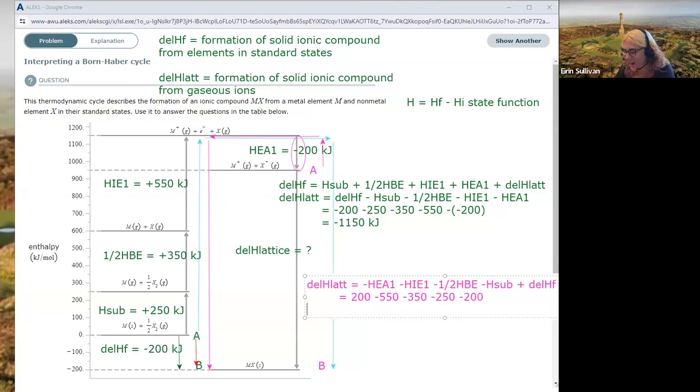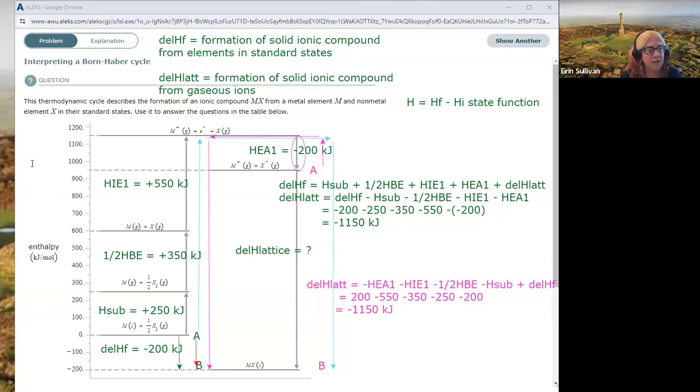So I should end up with the same thing if I do 200 minus 550. Whoopsie, that's the problem. I pressed the divide sign for something. That's why it went wrong before. Minus 350, minus 250, minus 200 will give me minus 1,150. And don't forget, you can also read it off the axis as well. So 2 methods to work out the same thing. Good, I'm glad we're happy.